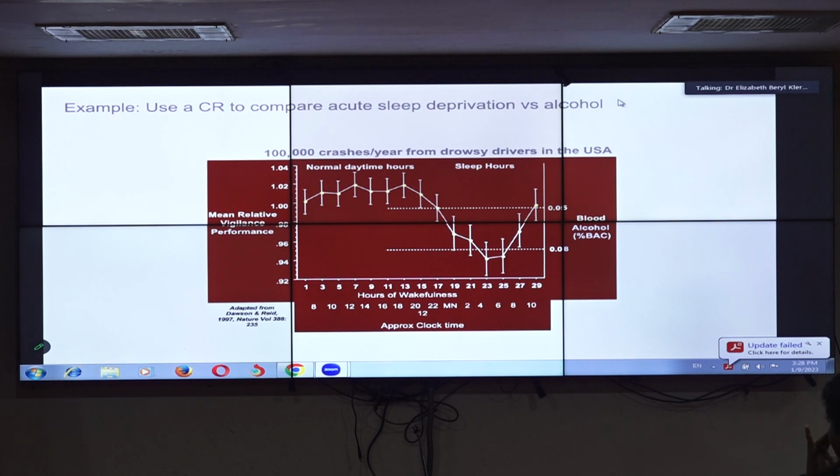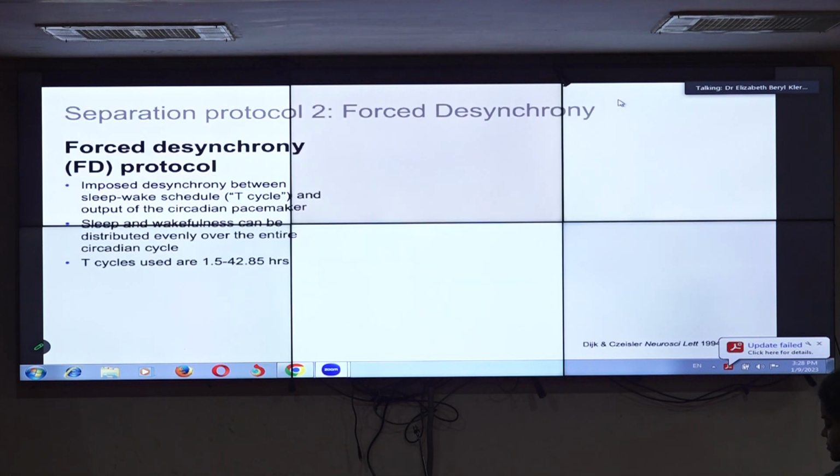And just to point out, there are 100,000 crashes a year in the United States caused by drowsy drivers. And while there's an organization called Mothers Against Drunk Driving, there is not a Mothers Against Drowsy Driving, so we would love to have such an organization on our side. Of course, we would prefer that there weren't drowsy driving accidents in the first place.